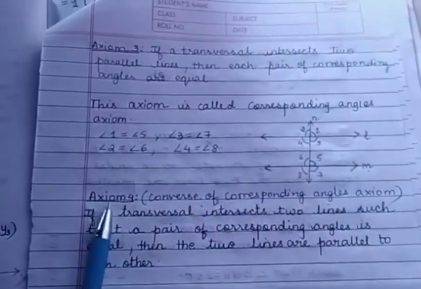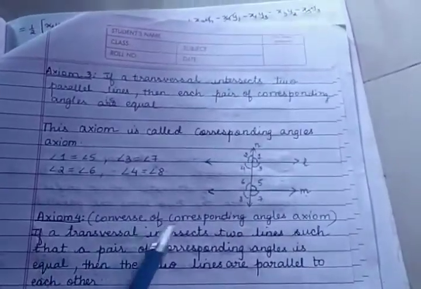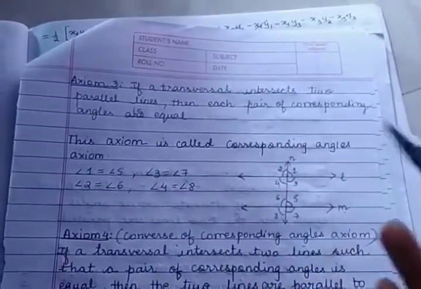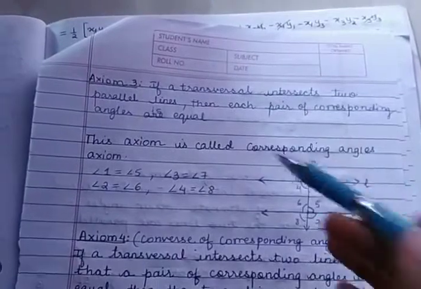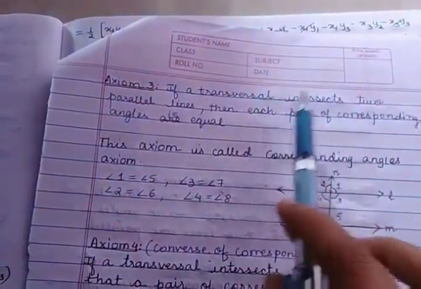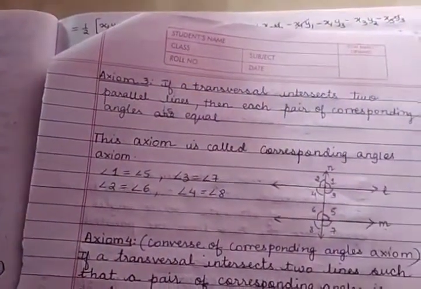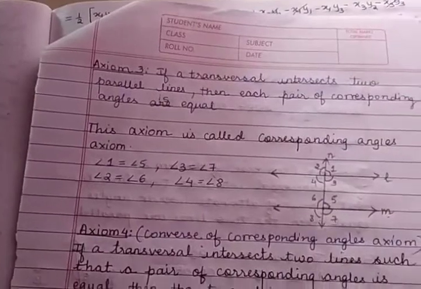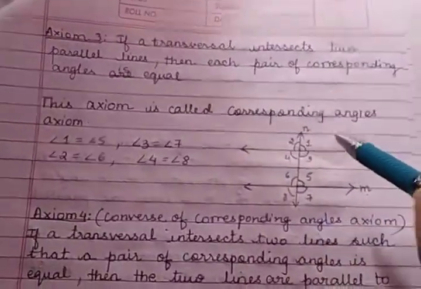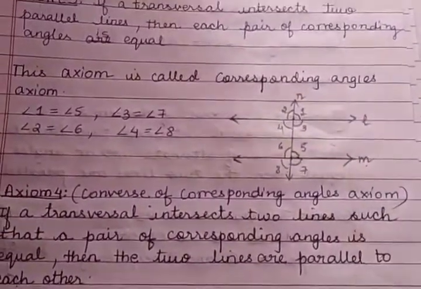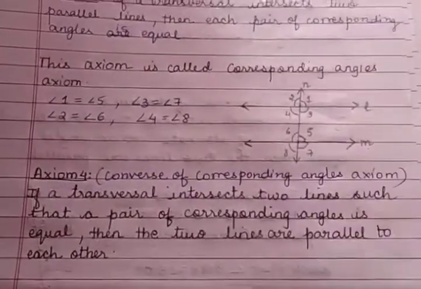The next axiom, the fourth one, is the converse of the corresponding angles axiom. So what do you mean by converse? It is the opposite. Here we are saying that if you have two parallel lines and a transversal intersects them, then each pair of corresponding angles is equal. When I talk about the converse of this, it means that the transversal intersects two lines, and it doesn't say that the lines are parallel.